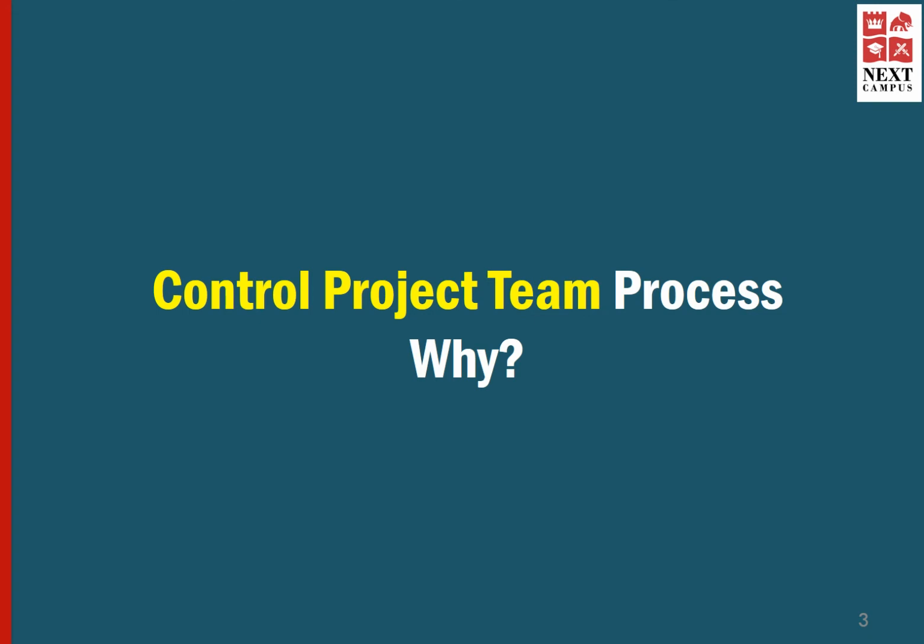The control resources process relates to the management of resources assigned to the project. This includes physical resources such as IT systems, hardware, office space, and materials, but does not include human resources, as these are dealt with in the manage team process.